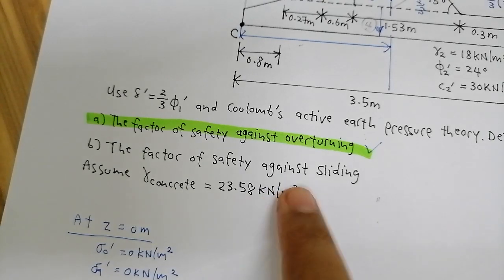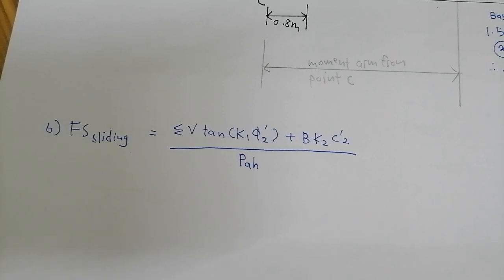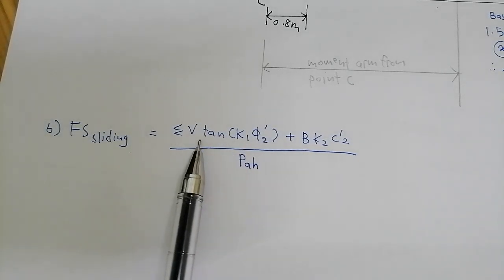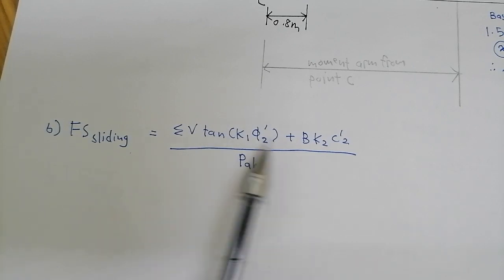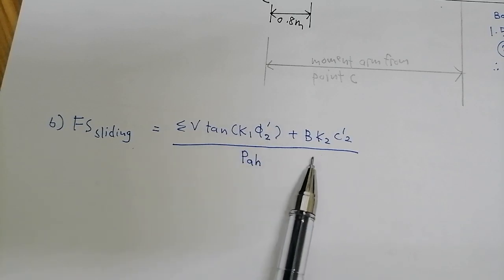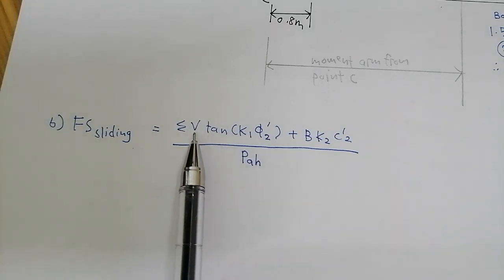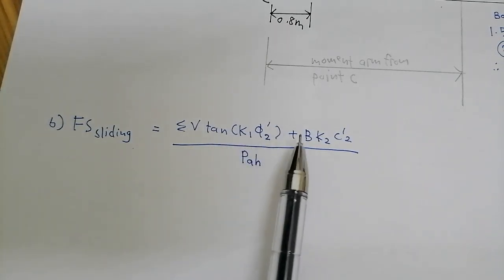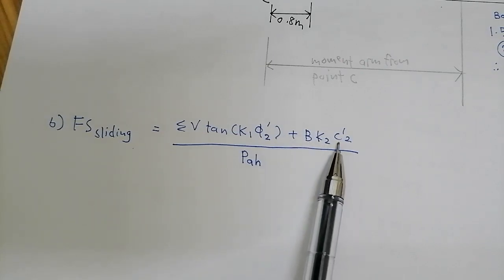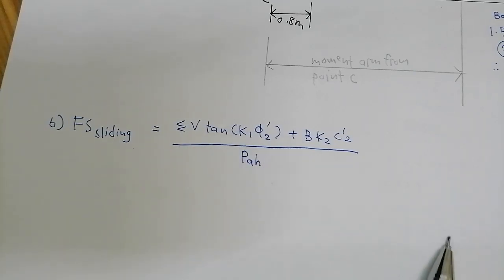So we have to calculate the factor of safety against sliding. Okay guys, so now factor of safety against sliding. This is the formula, and if you want to know more about how we got this, you can Google or you can text me so we can discuss further. So summation of V tangent K1 friction angle 2 plus B K2 cohesion 2, divided by PAH. Okay, so we just plug in all the numbers.